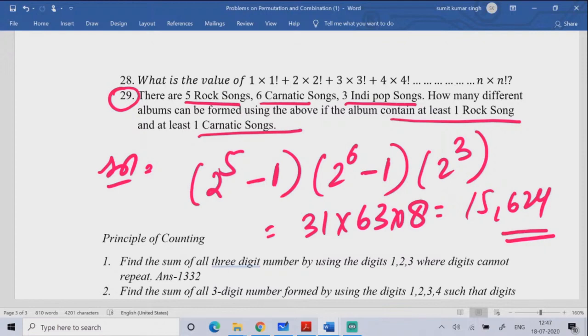Clear, right? Everyone is understanding. Anyone have any doubt? Anyone have any doubt? Anything you want to ask? Anyone? Any doubt?